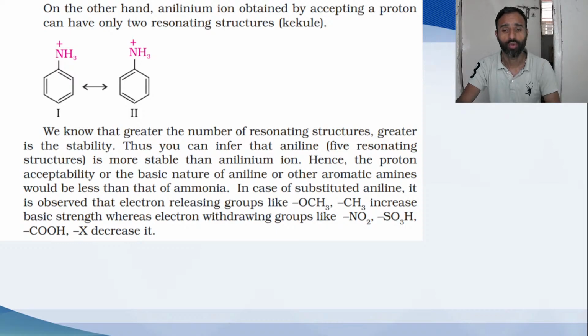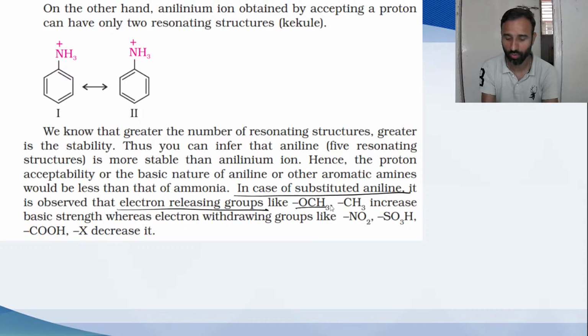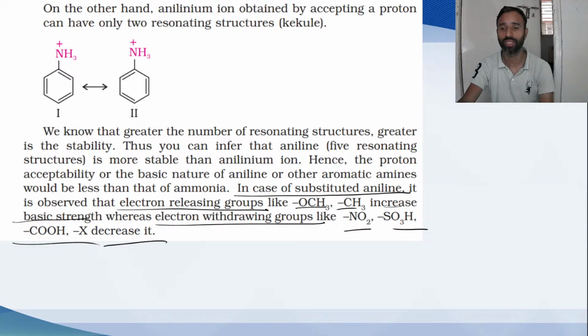Now, electron releasing groups increase the basic strength. Electron withdrawing groups decrease the basic strength. Electron releasing groups like OCH3, CH3 increase the basic strength. Electron withdrawing groups like NO2, SO3H, COOH decrease basic strength.